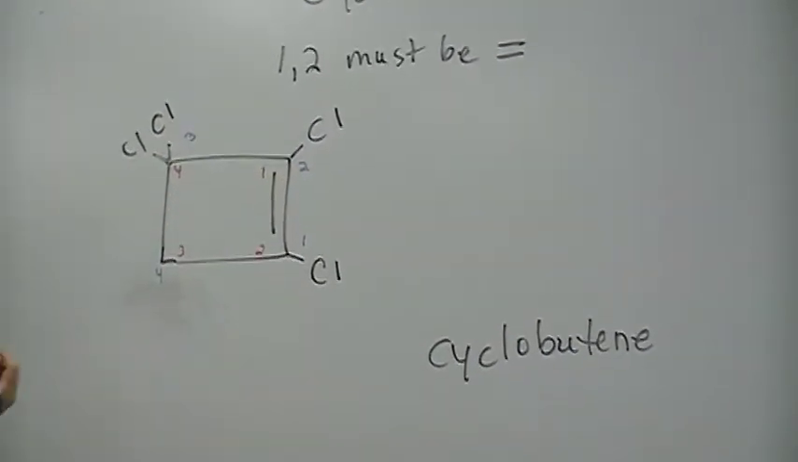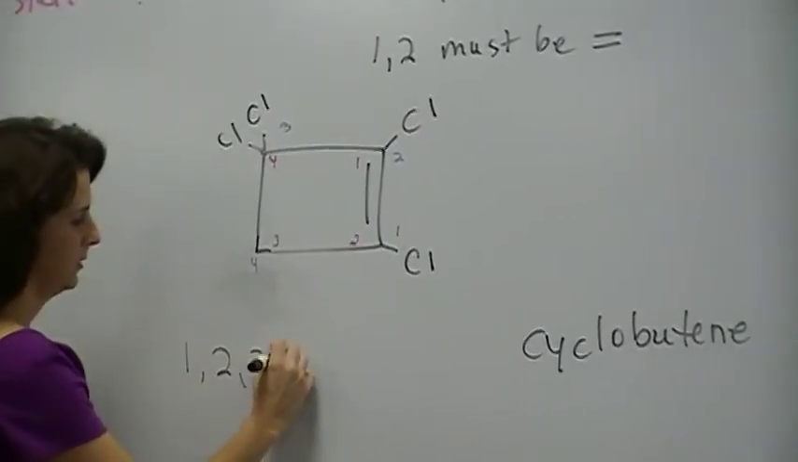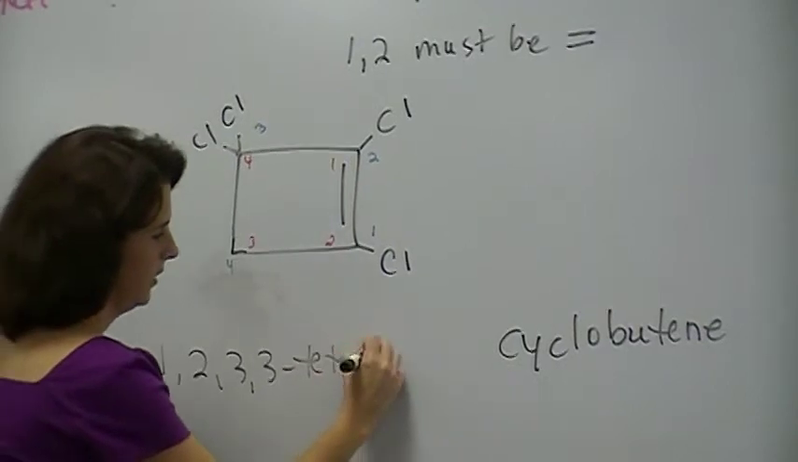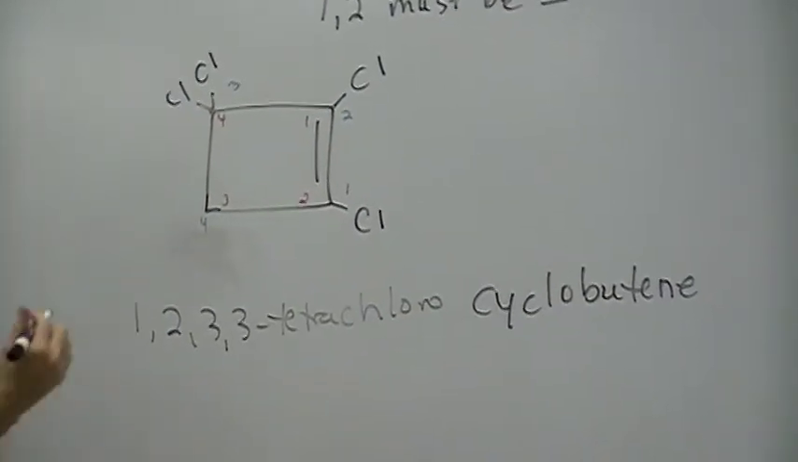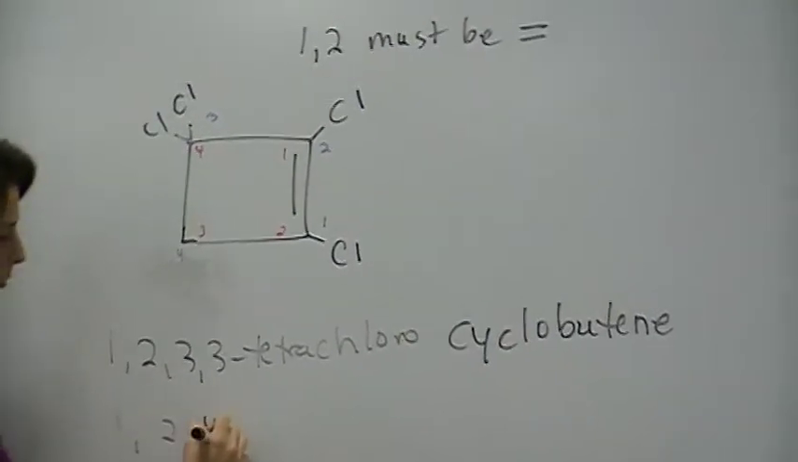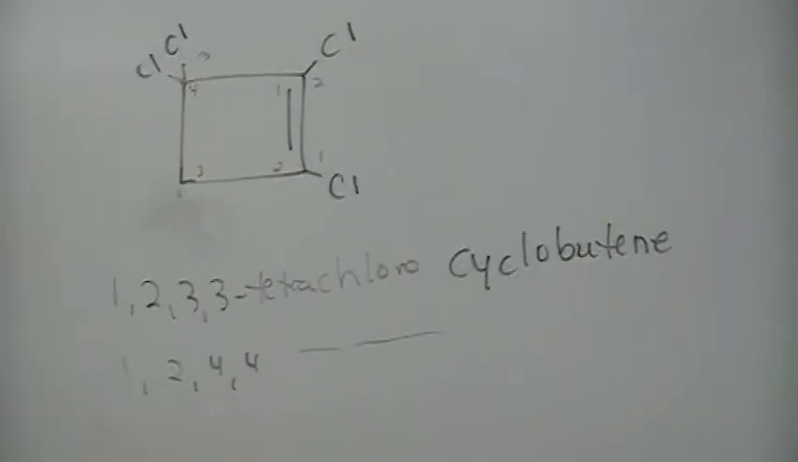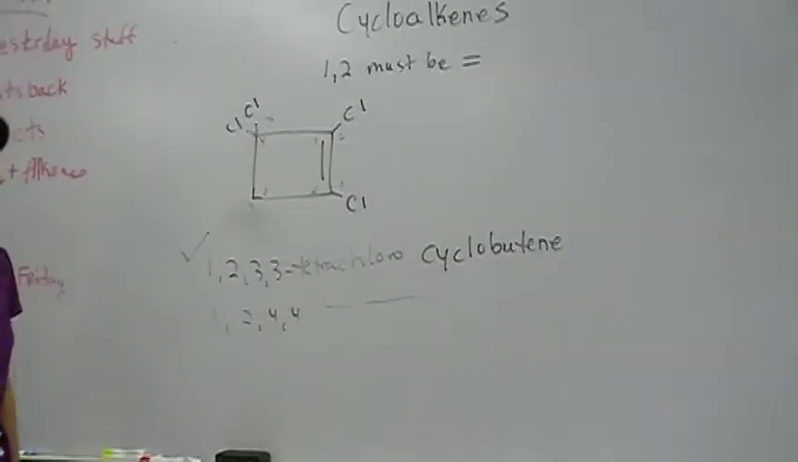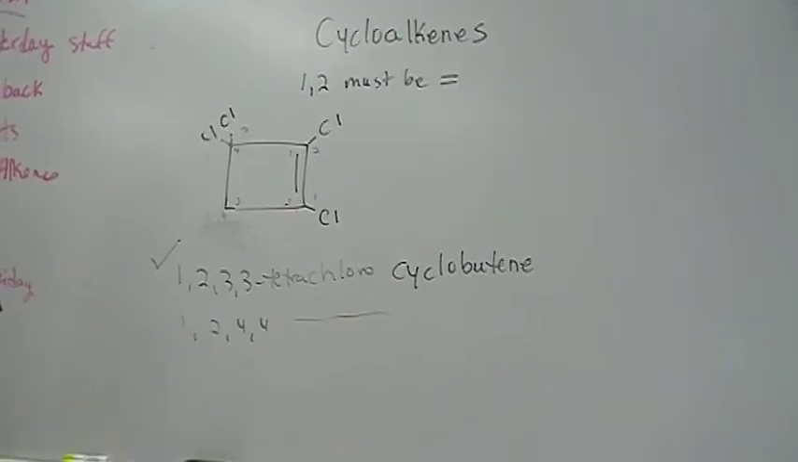So my answer is going to be, I don't know which one, so I'm just going to vote: 1, 2, 3, 3-tetrachlorocyclobutene, or 1, 2, 4, 4. Which one's right? First one or second one? First one, because it's got the lowest numbers. That's all there is. I'll do one more just to make it fun.